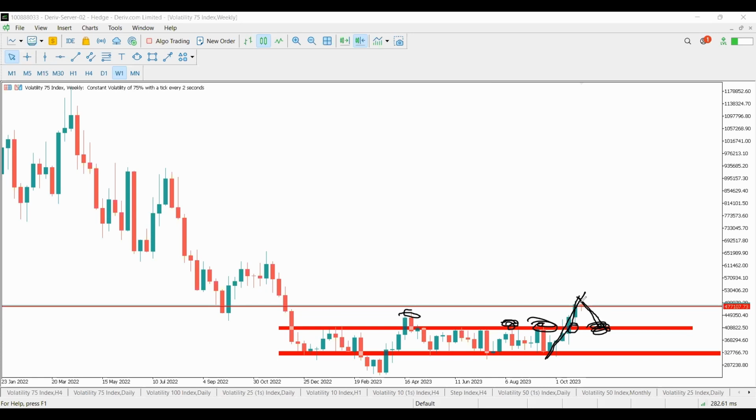But it doesn't mean that since it has touched this monthly level that we have marked, we should start looking for sales. No, I'm going to show you what you should look out for before you look for the sell. Are we together? So weekly and monthly are communicating the same thing.